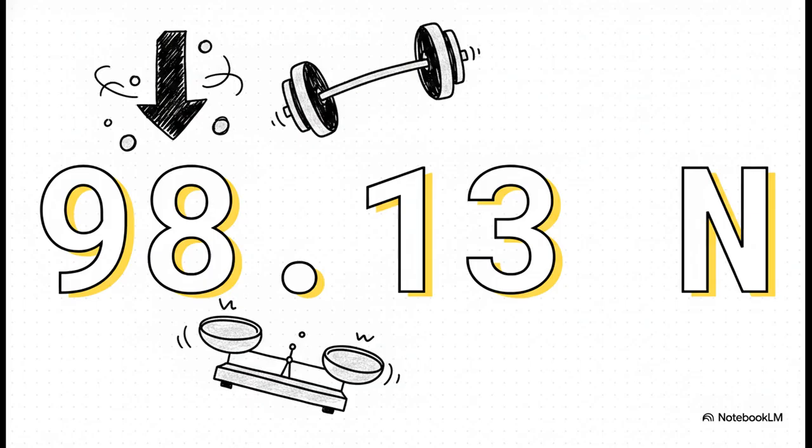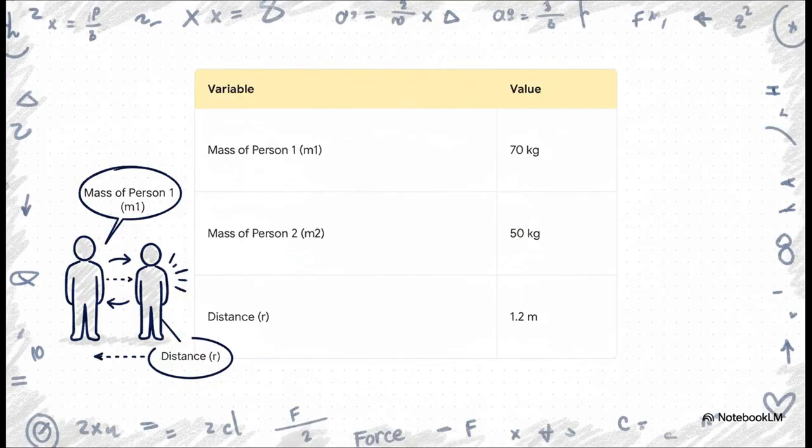Okay, so you plug all that into the formula, you crunch the numbers, and what do you get? About 98 newtons. Now that's a force you can definitely feel. It's basically the feeling of holding that bowling ball in your hand. We have a much simpler word for it, though. We just call it the ball's weight.